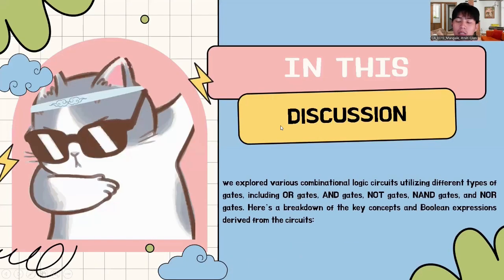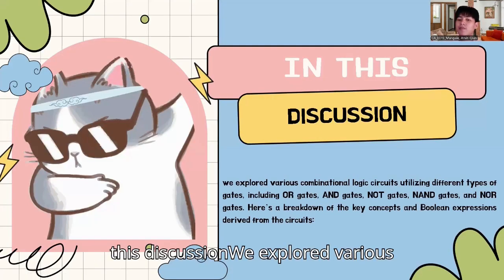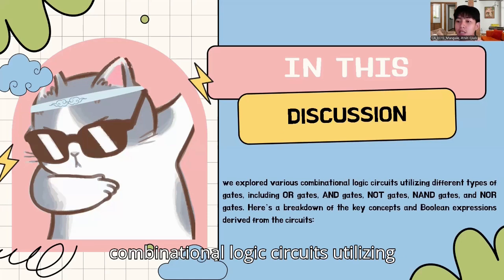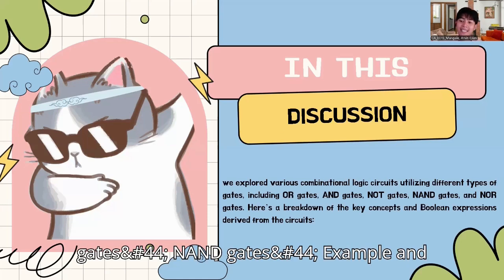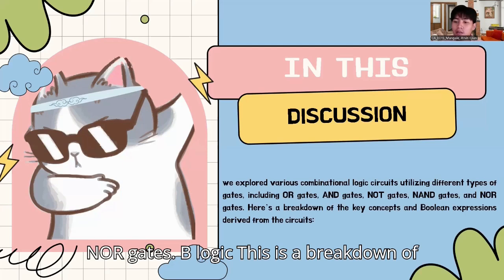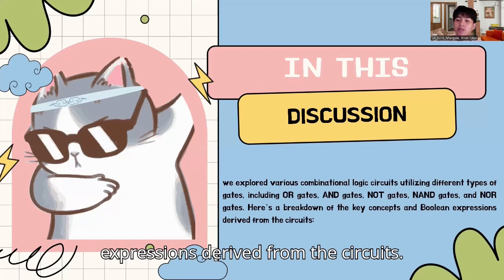In this discussion, we explored various combinational logic circuits utilizing different types of gates, including OR gates, AND gates, NOT gates, NAND gates, and NOR gates. Here's a breakdown of the key concepts and Boolean expressions derived from the circuits.